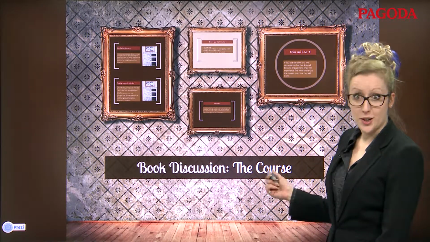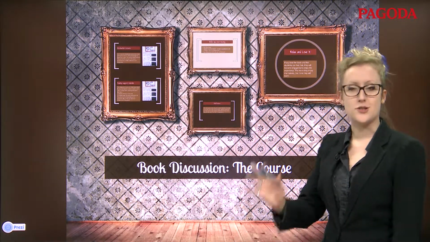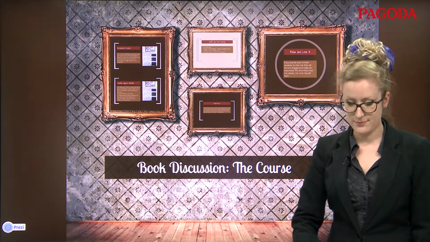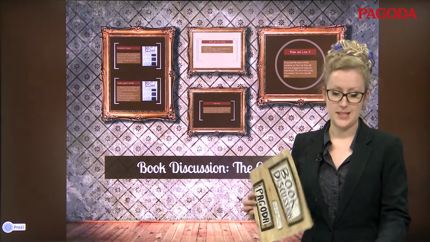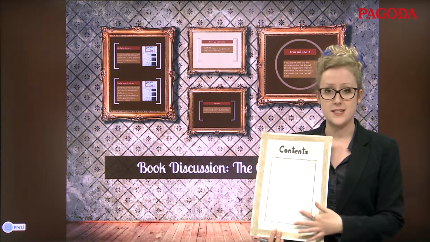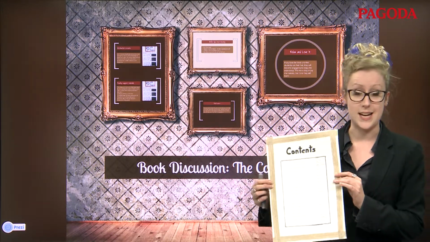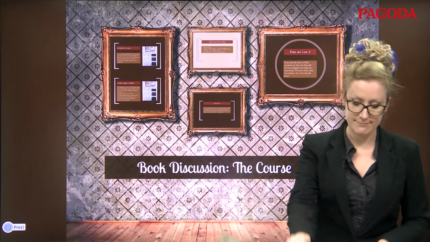So, the course. Now, this is as simple and as straightforward as you could ever dream for. So, let's begin at the beginning. Page 1, book discussion, starts with a beautiful contents page. Nice, easy list. You can't really see it in this video, unfortunately, but a nice, easy list of all the lesson layouts. And that's what I'm going to take you through today, lesson by lesson.